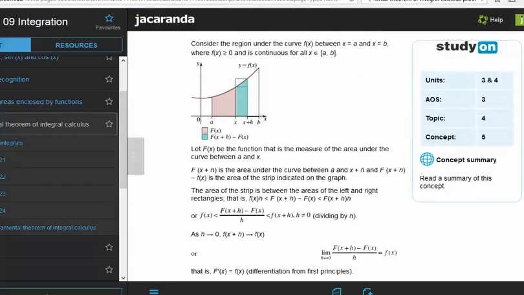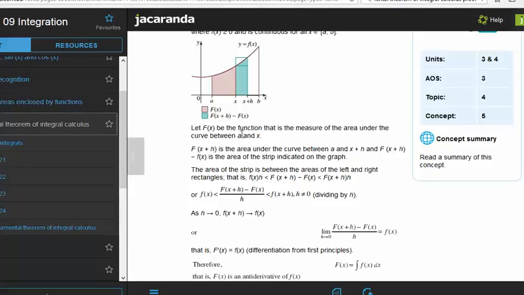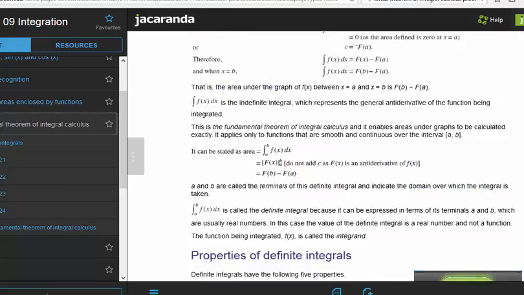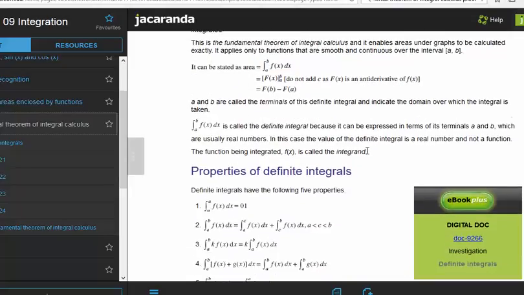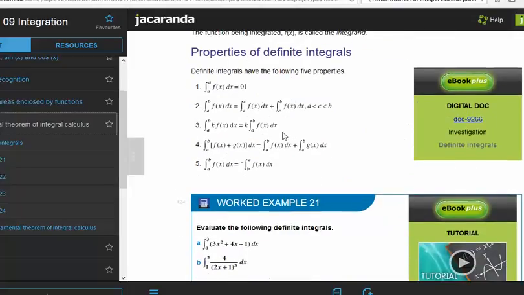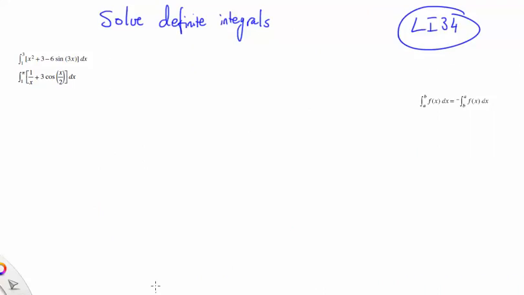That's because it is. They make a huge assumption here. They say let f of x be the function that is the measure of the area under the curve between a and x. That's really important. So they've kind of assumed the theorem essentially. My point is, don't bother reading this. Don't read from there to there. Read there onwards. Just a warning. If you're going through and you want to have a read, don't bother. Don't waste your time.